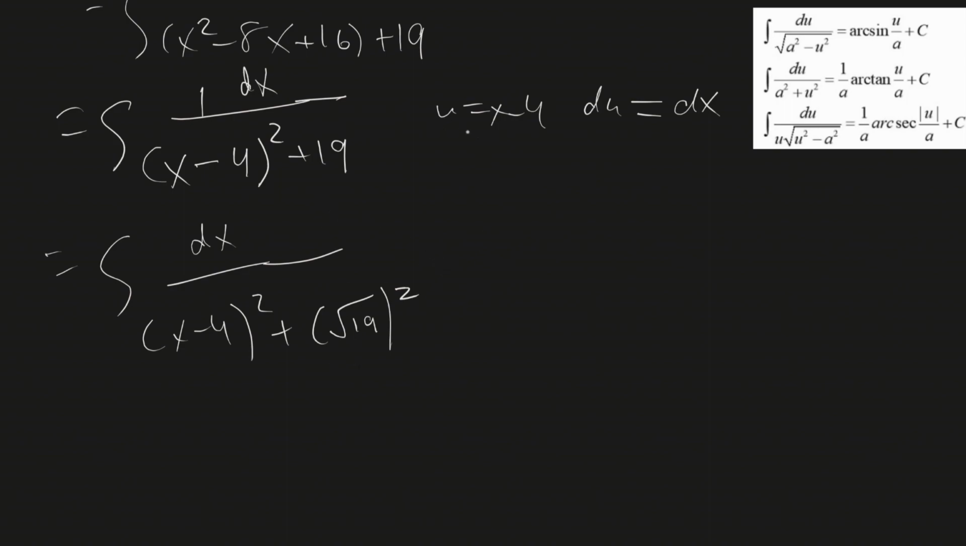So now, in addition to u and du, we have a as the square root of 19. Finally, we can now use the trig formula, arctan, and set this to 1 over the square root of 19, since the formula says 1 over a, times arctan of x minus 4 over the square root of 19 plus c.